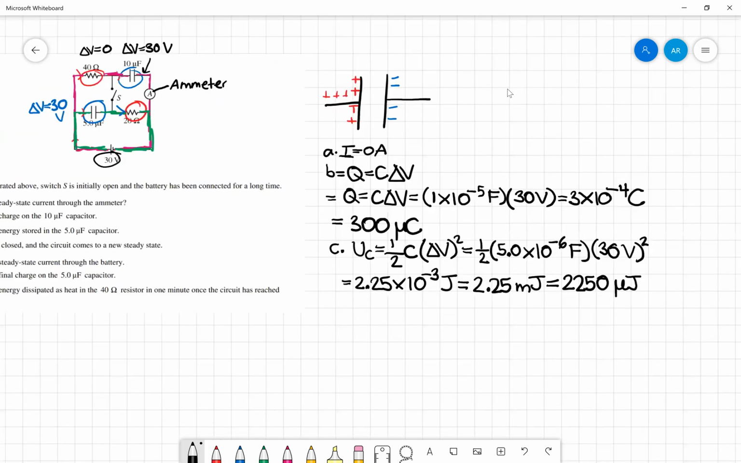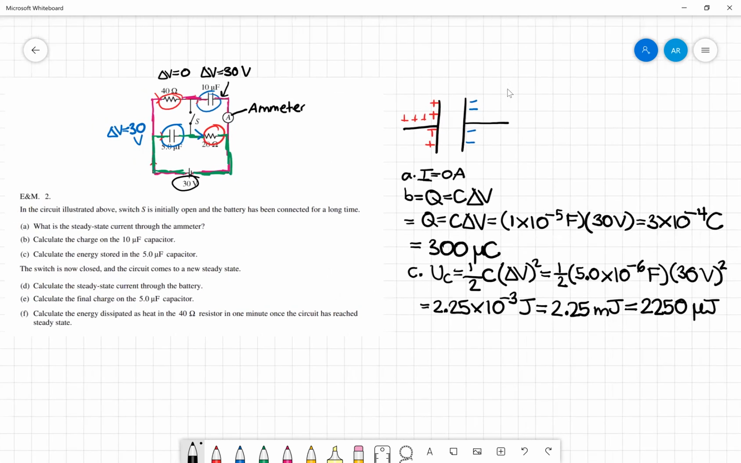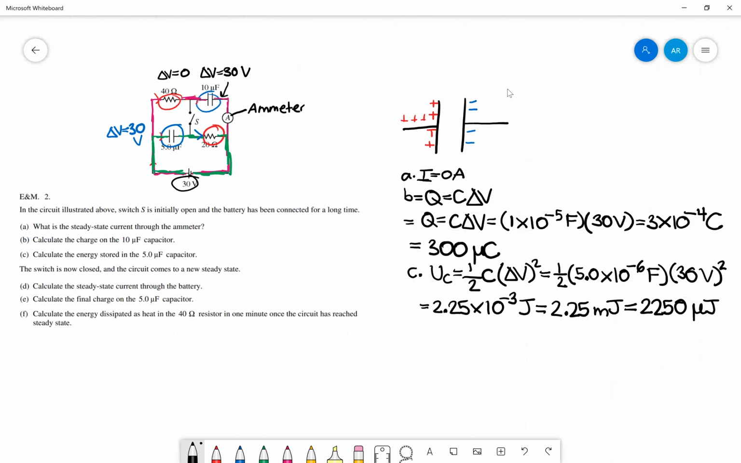Stored in the 5 microfarad capacitor. Now, we're going to erase this. So if you need to just draw these in for a bit, you should draw them, okay? Because now we see a different situation, okay? So I'm just going to erase this and clear the clutter, okay?